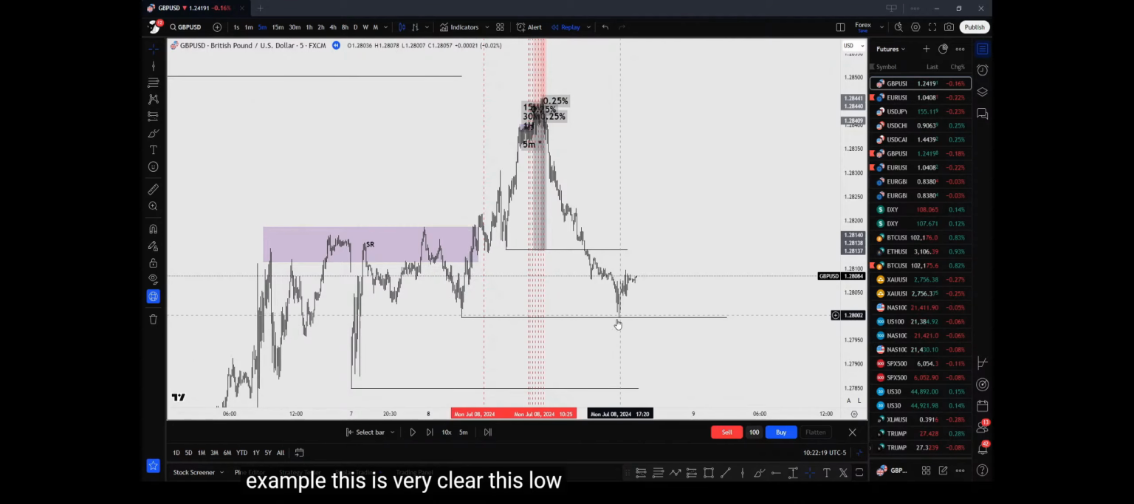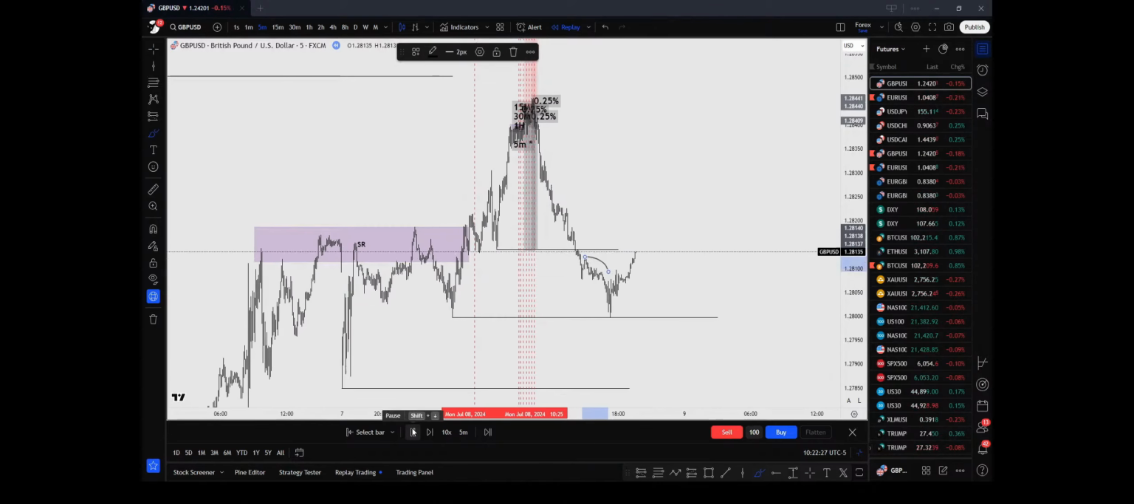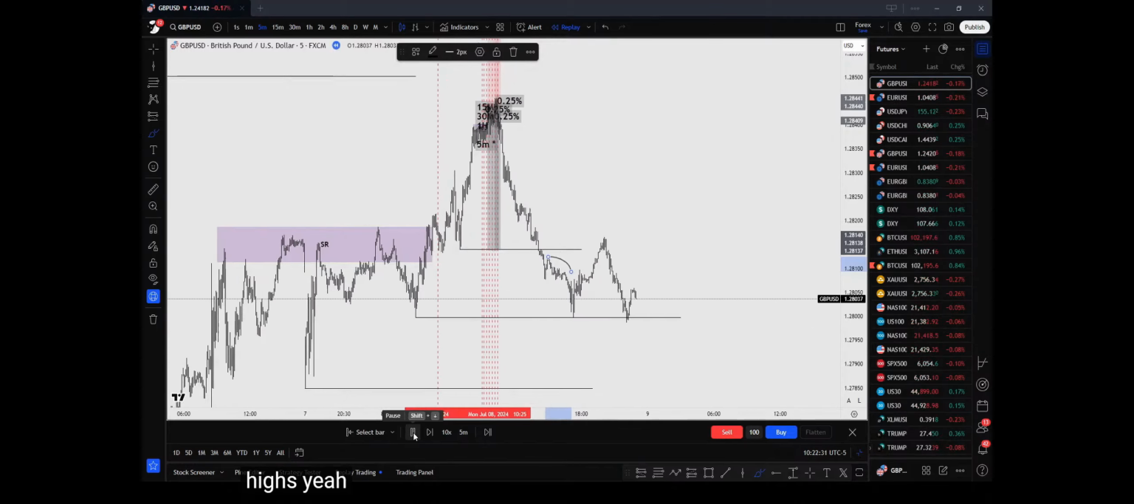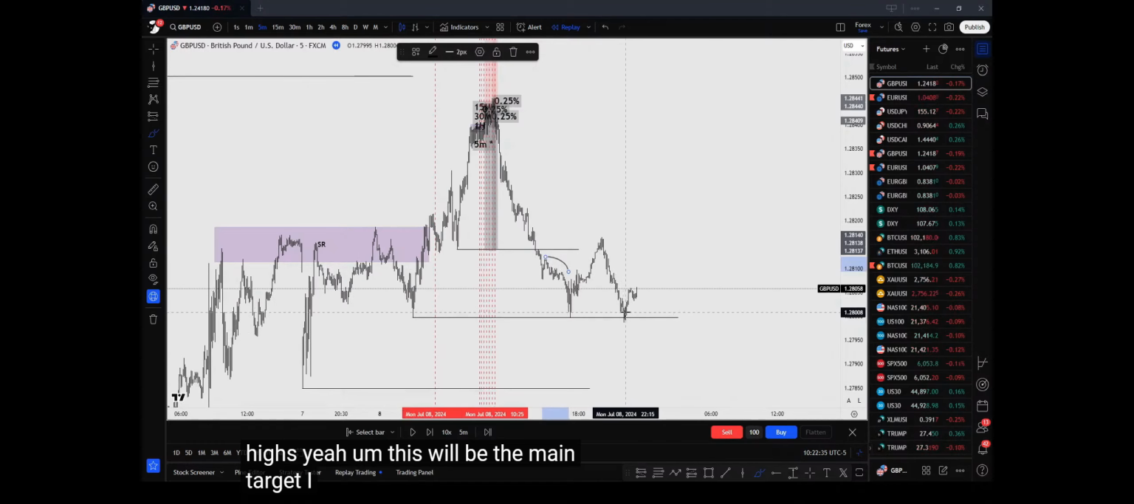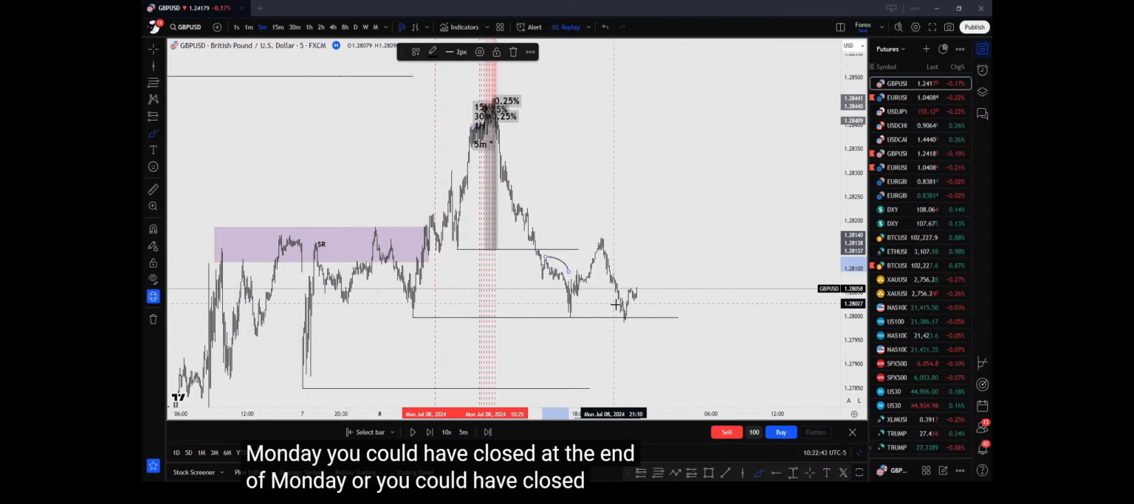This is very clear, this low. I think it should be taken. Maybe after taking this highs. Yeah, this will be the main target. I guess it's, okay, right, this was the end of Monday. You could have closed at the end of Monday, or you could have closed below this low.